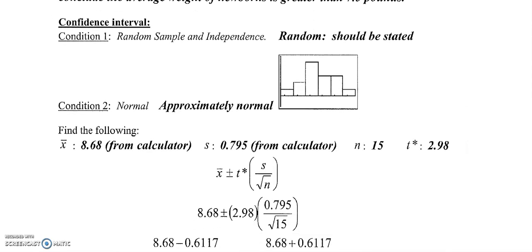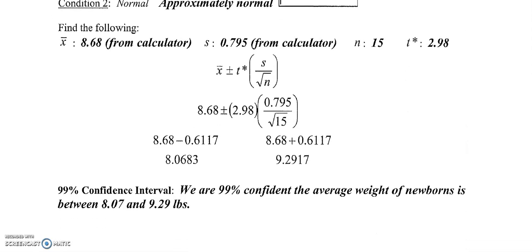Now, for the confidence interval, we passed our conditions. The formula for the confidence interval for a t interval would be x bar plus or minus t star. T star is what we got from the t table, times your SE. So it would be 8.68 plus or minus that t star, which we got from the table, 2.98, and then times your SE, which we solved earlier. We do minus and plus, and we get 8.0683, and 9.2917. So we can say we are 99% confident the average weight of newborns is between 8.07 and 9.29 pounds.